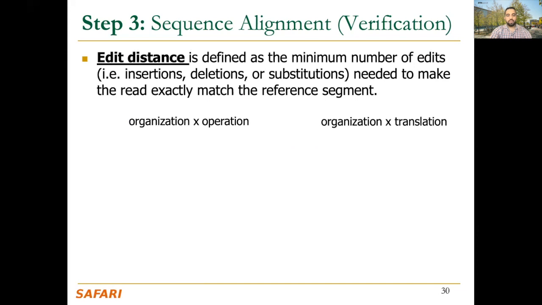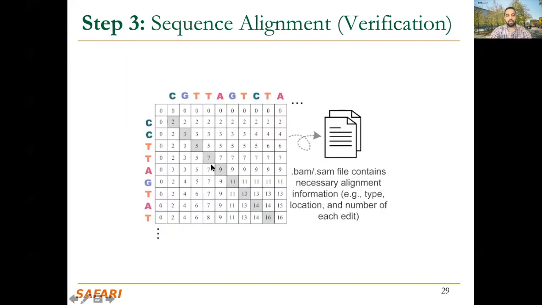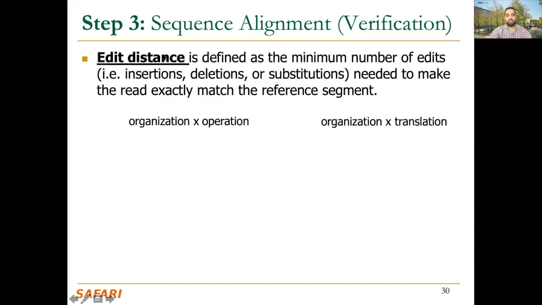So what we do in these kinds of algorithms, we call this algorithm dynamic programming. Why? Because we build a dynamic programming table over here. You can see this table. One of the things we can do is edit distance. What is the edit distance? Minimum number of edits, either insertions, deletions, or substitutions, needed to make the read exactly match the reference segment.